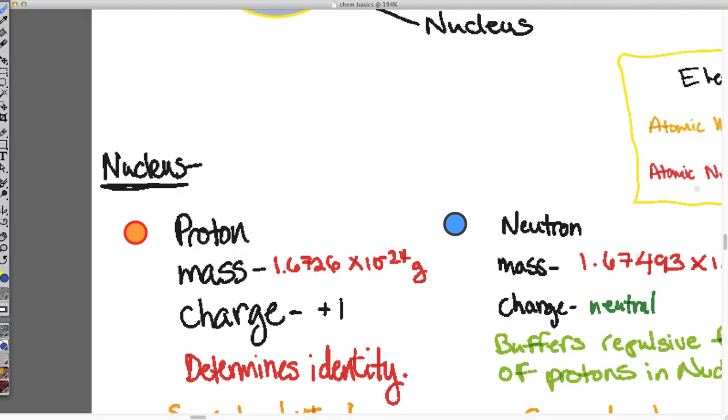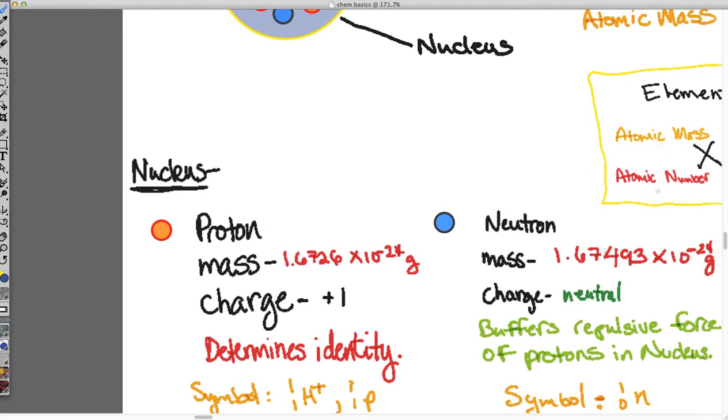Let me zoom out for a little bit so you can see what's going on here. Let me get the highlighter going. So the mass of a proton is right here, 1.6726 times 10 to the negative 24 grams, which is very, very small. This is all invisible to the naked eye, you cannot see it.